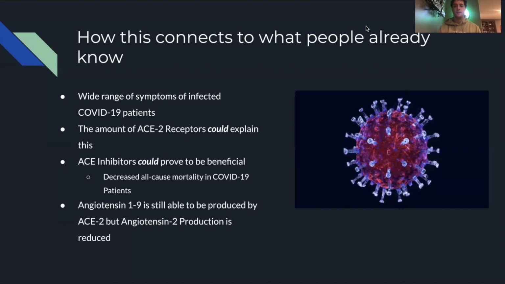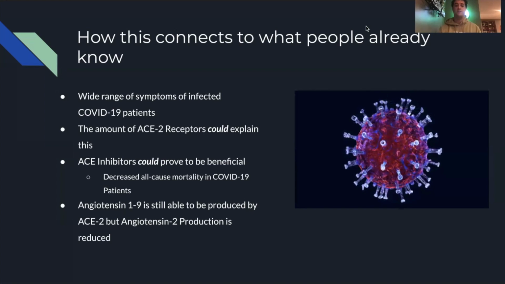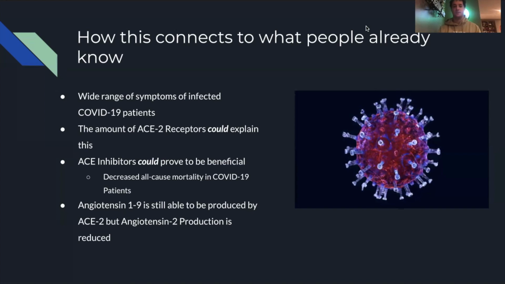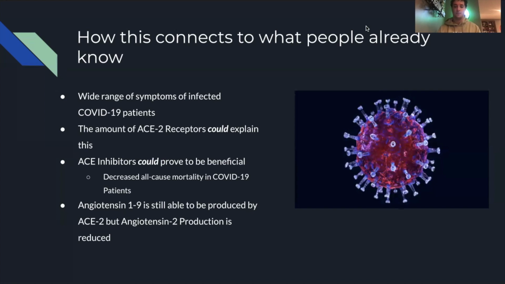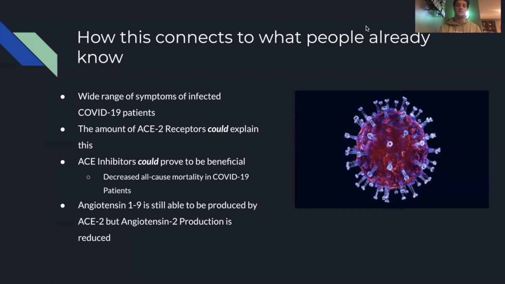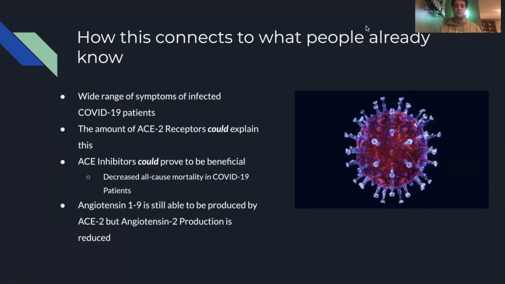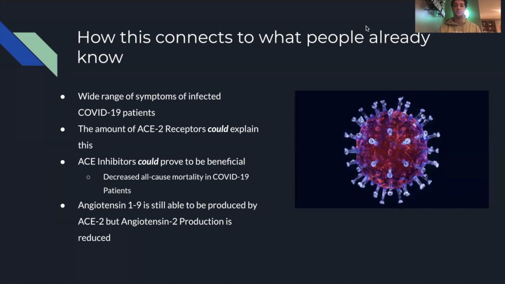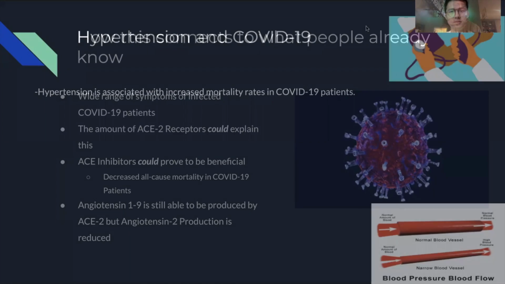Given this, ACE inhibitors could prove to be beneficial to stopping the virus. Preliminary testing of these inhibitors has shown decreased all-cause mortality when infected, targeting these receptors and weakening the symptoms. When attacked, the angiotensin 2 production in the receptors is reduced and mortality is less.